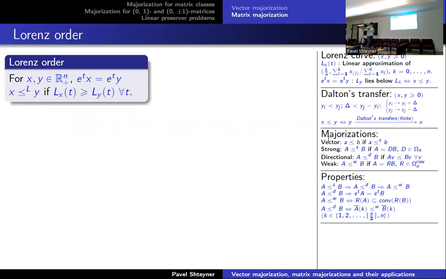And actually, there is a way, it was proposed by Koshevoy. So let's consider Lorenz order for the non-negative vectors with the same sums of elements. x is less than y if the Lorenz curve for y lies below the Lorenz curve for x. You know that this is simply vector majorization.